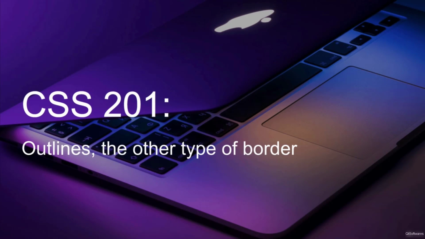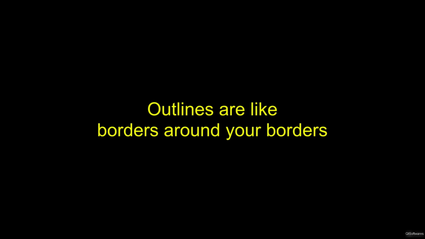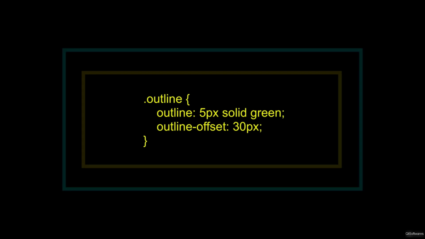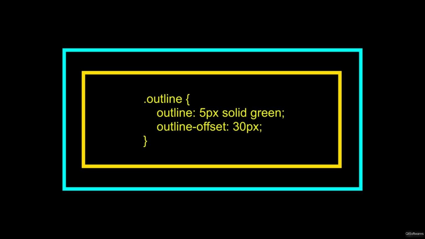Okay, let's take a look at outline. Outline is the border that goes around everything. It's honestly the border around a border. You can add an outline and you can tell it to have an offset. We use the outline offset to give some space between the element and your outline. We'll demonstrate that in just a second.